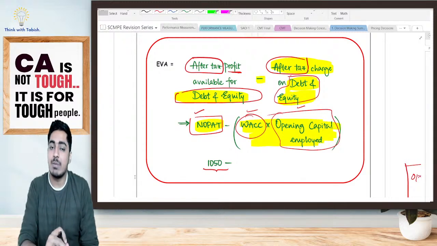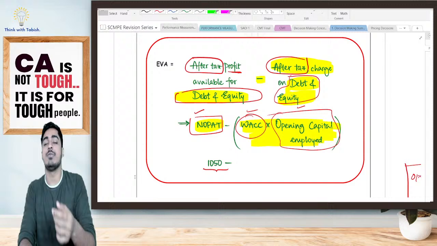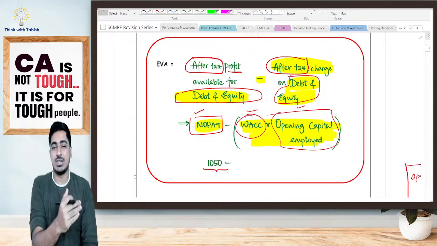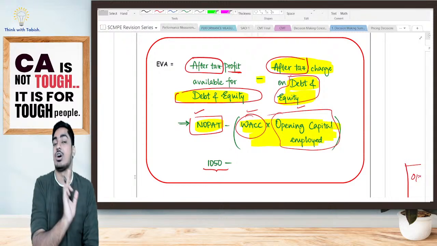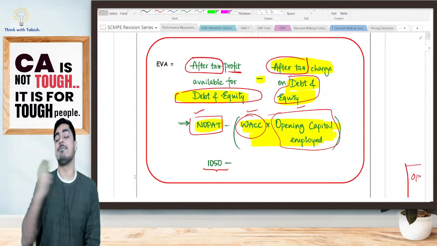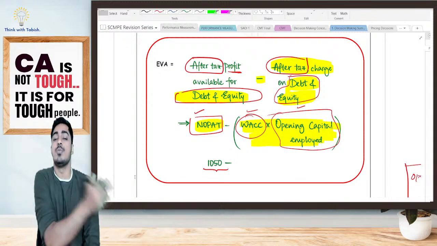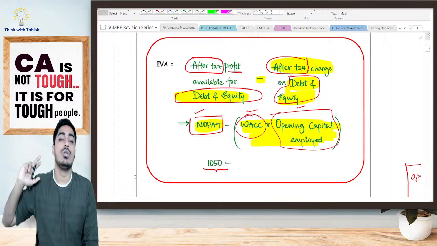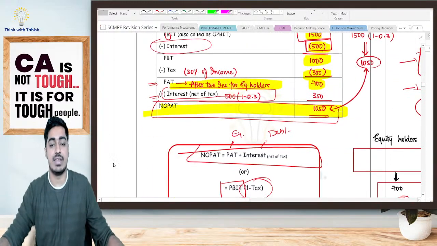Weighted average cost of capital is my cost of equity into weight of equity plus cost of debt into weight of debt. My weight of equity as well as weight of debt, it is taking the percentage. Cost of equity will be given, cost of debt is the after tax cost of debt, keep that in mind. Opening capital employed includes three things: share capital, reserves and surplus, as well as long-term debt. Is it clear, everyone?